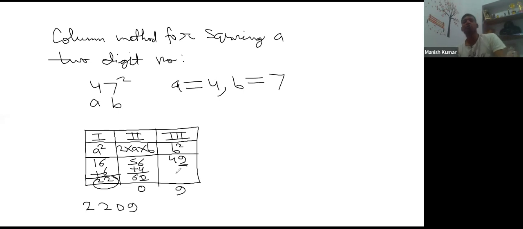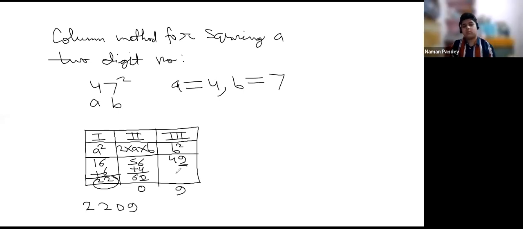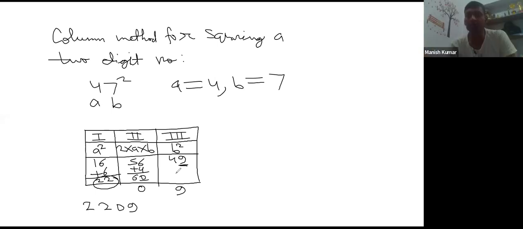So if you are asked to do it by column method, you have to do like this, and also cross check it by normal method in your exam, okay? Because there can be silly mistakes in this. So please cross check it by normally squaring it, and match the numbers. If it is matching, then it's okay. Now take a screenshot of this.